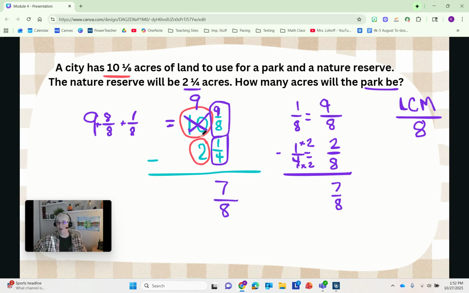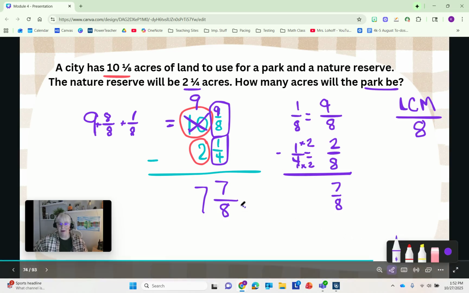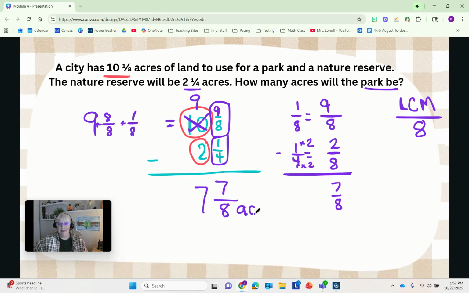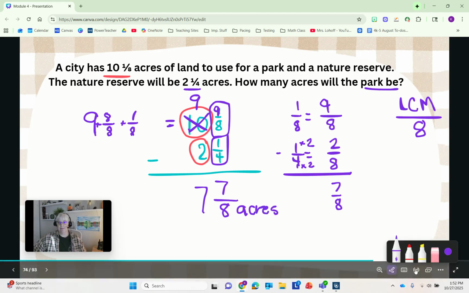Now we're going to subtract our whole numbers, but remember we had to rename this. It's not a 10 anymore. It's now a 9 because we needed to get more fraction bits over here to subtract. So 9 minus 2 is 7. So the amount of land they have for the park is 7 7/8 acres. So it's going to be significantly bigger than the nature reserve, which makes sense.